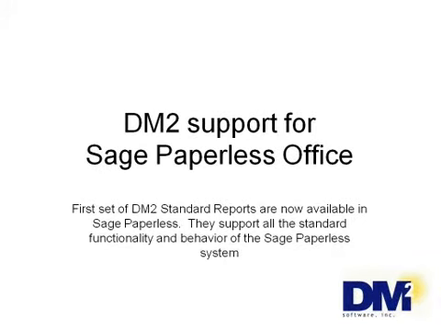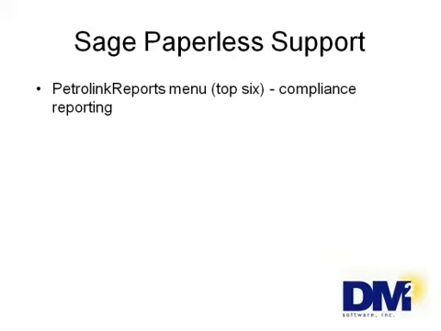Now, one of the things we've been getting a lot of requests for is for DM2 to add some of our documents, key documents especially, into the Sage Paperless Office. So at the user conference I announced that the first set of DM2 standard reports are now available with Sage Paperless. They support all the standard functionality and behavior of the paperless system. So everything that the normal paperless system can do, DM2's documents support. So we've added the top 6 Petrolink reports from the menu.